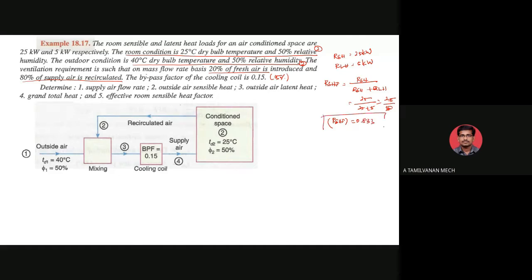From the given data of 25 and 5 kilowatt, you found the room sensible heat factor. The room condition is noted on the psychrometric chart, and the outdoor condition is also completed. Next, the ventilation requirement is such that the mass flow rate is 20% fresh air and 80% recirculated air.